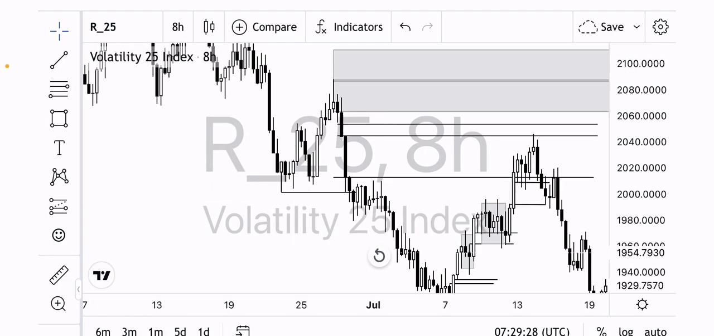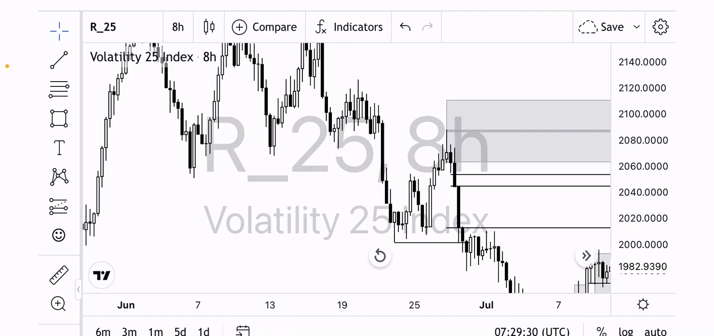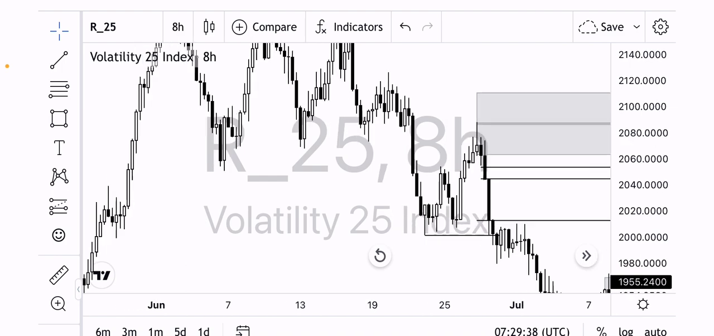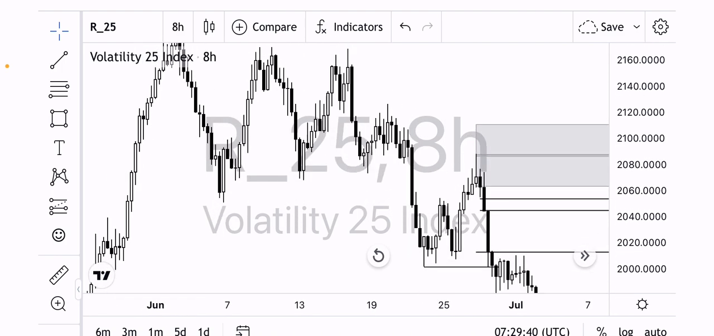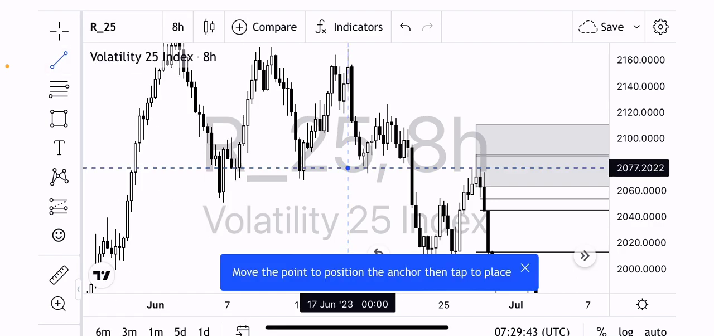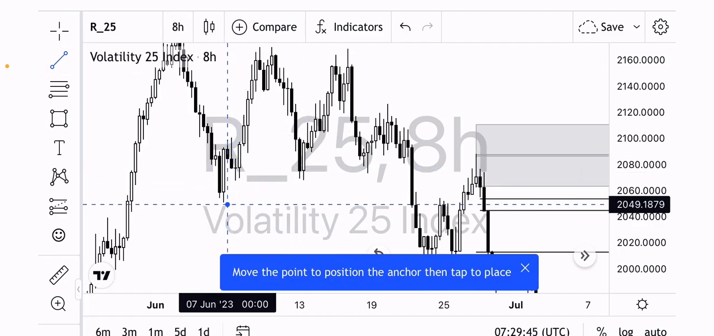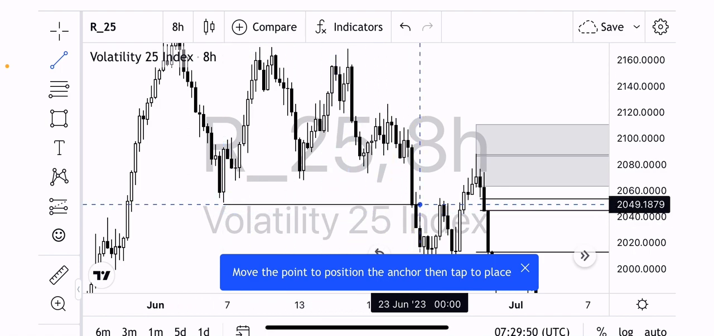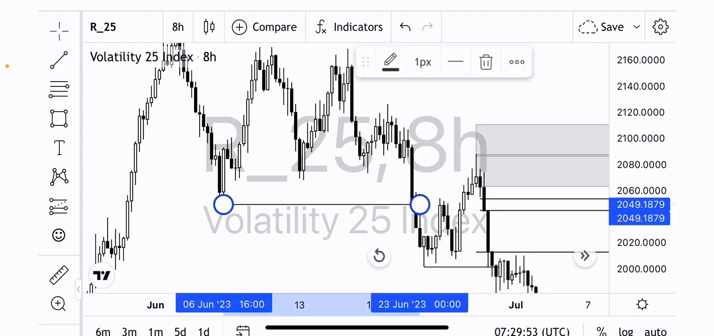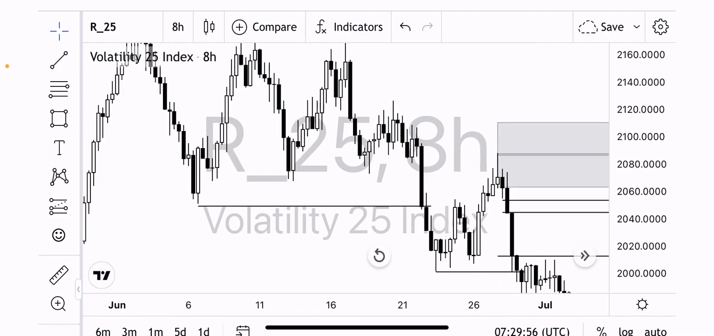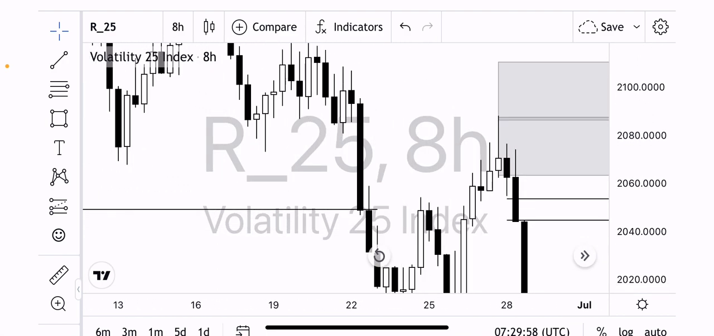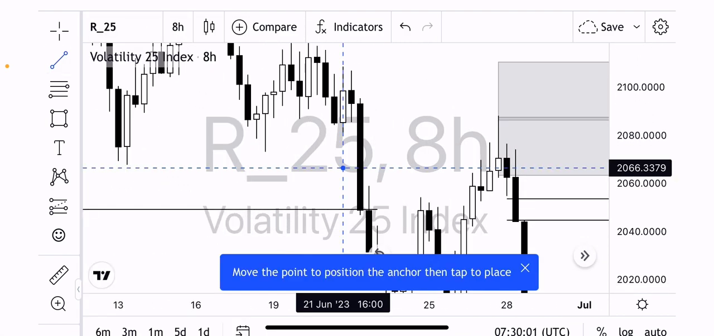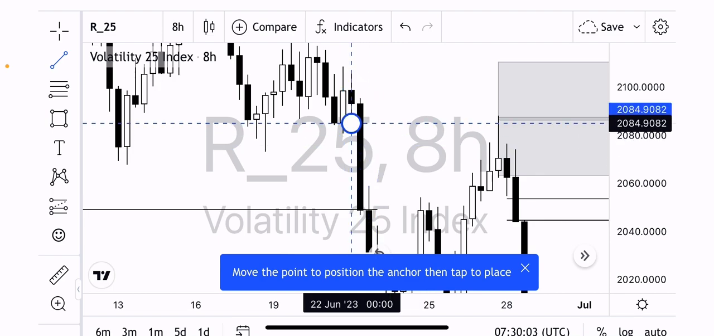So I am going to enter the trade. Also check this, guys. We have the BMS to the downside. And then the market came back to this area. We had our fair value gap here. This is the fair value gap.